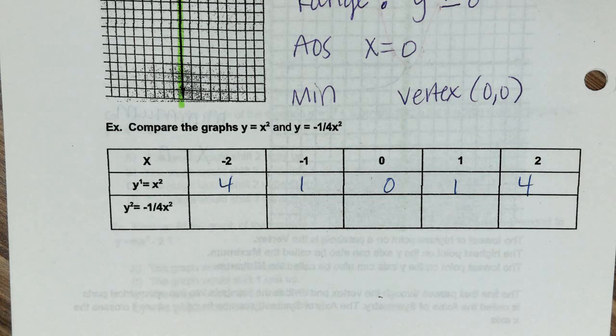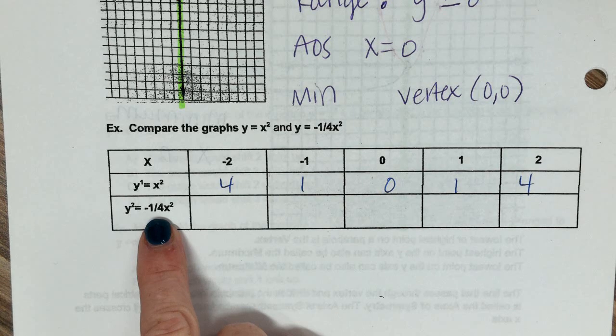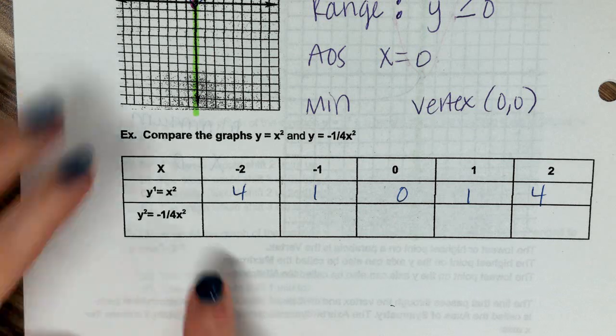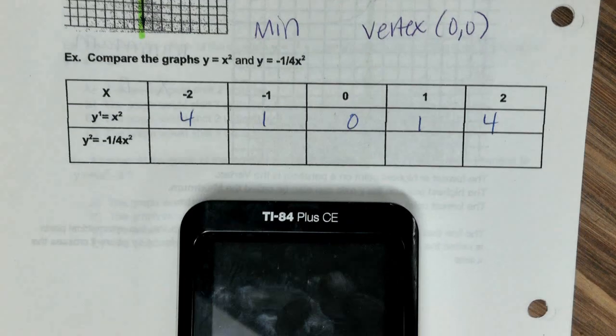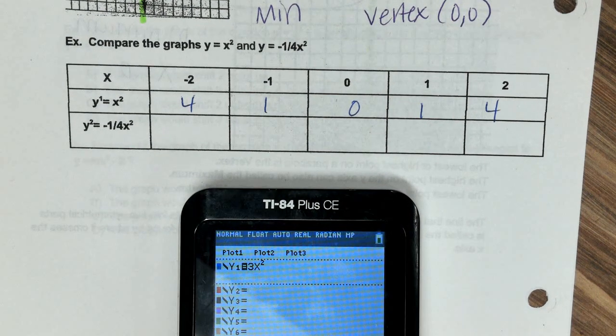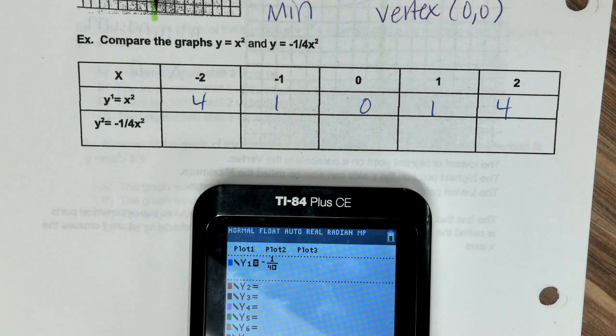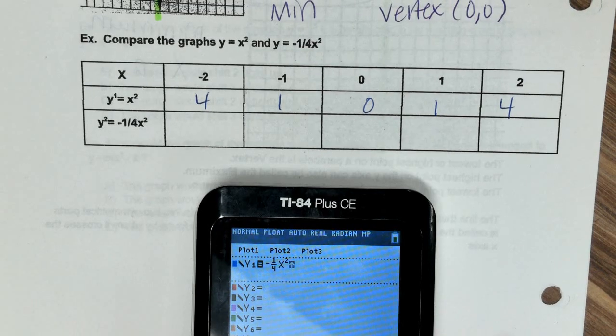It flipped it, right? It did a reflection. And then what happened when we multiplied by a number less than 1? It did what we call a vertical shrink, but today it's going to be called a horizontal stretch, just because you're moving both of them. Okay, so let's go fill this in. So we're going to go to y equals. We're going to type in negative 1/4, tab out, x squared.